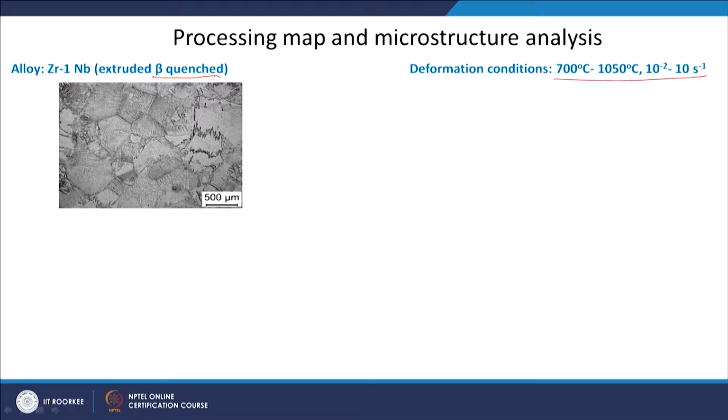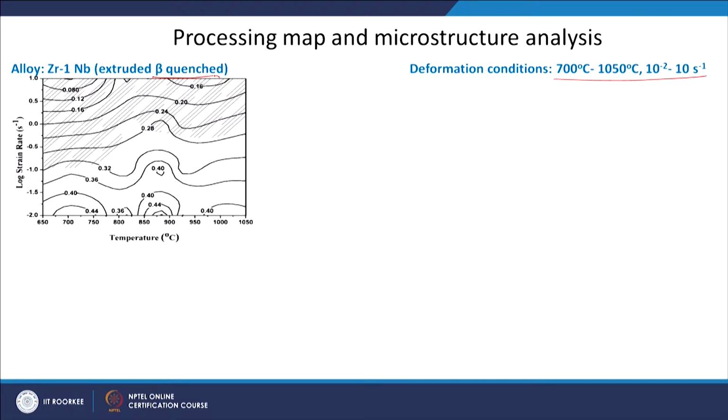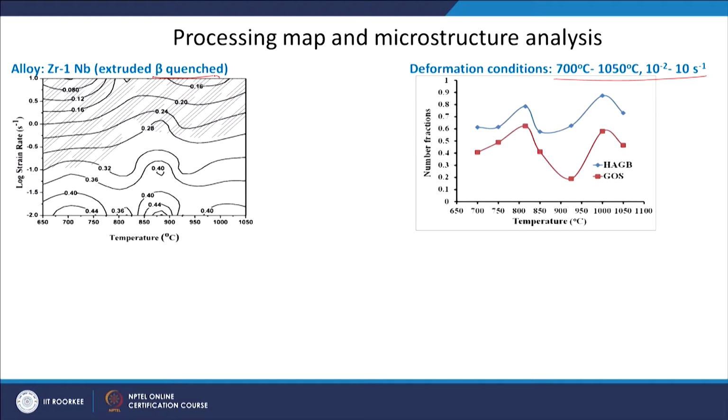So, beta to alpha transformation is through martensitic transformation, and that is why you see all these needle-shaped microstructures. Okay. So, this was the processing map, and you can see that these are my high efficiency regions.